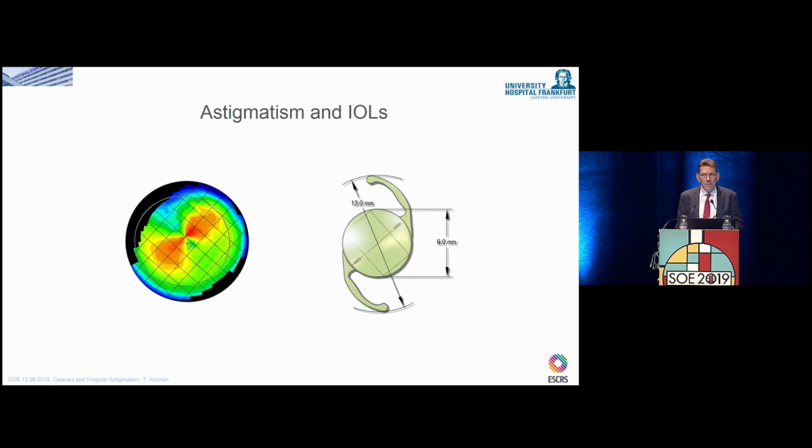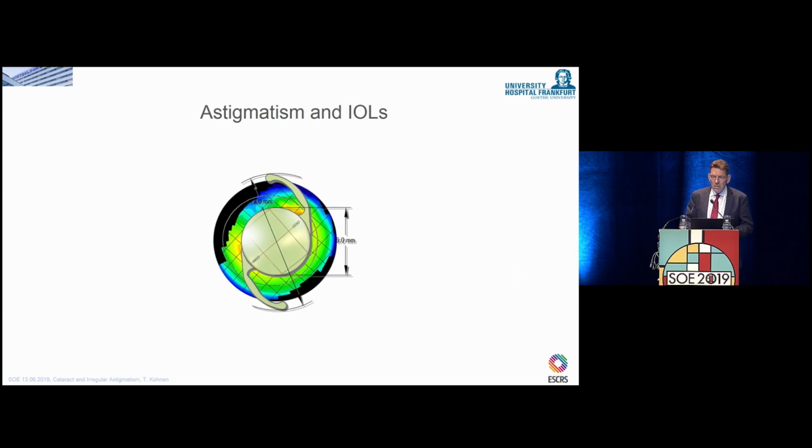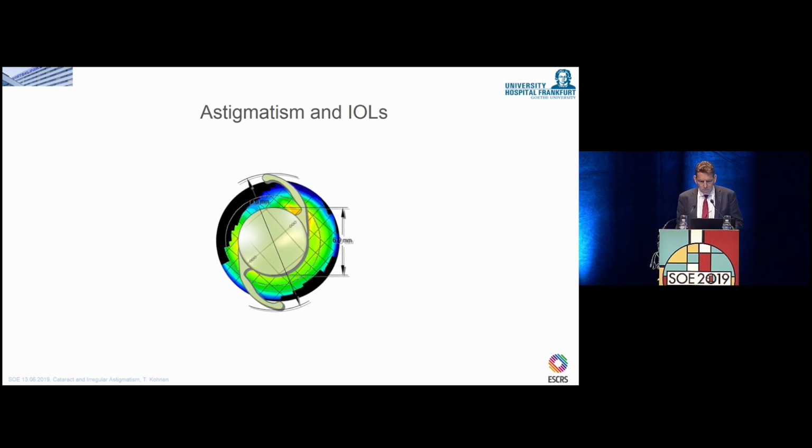Now, if we would like to start with correction of astigmatism, I think that nowadays we have to correct astigmatism with toric lenses because this is a big advantage for our patients.